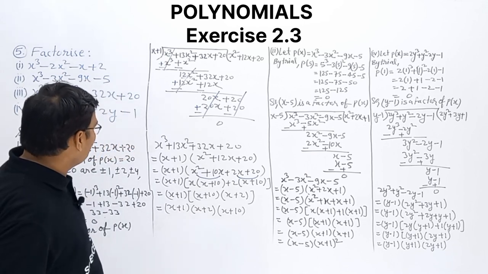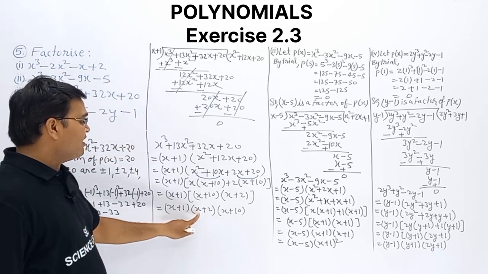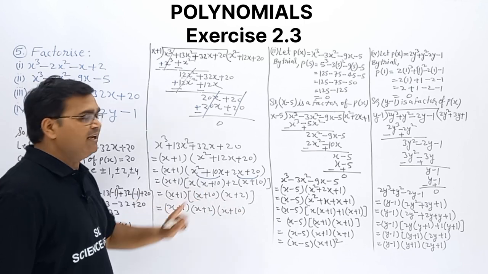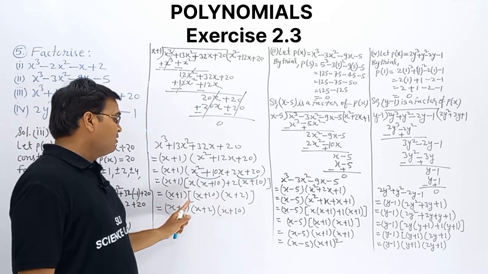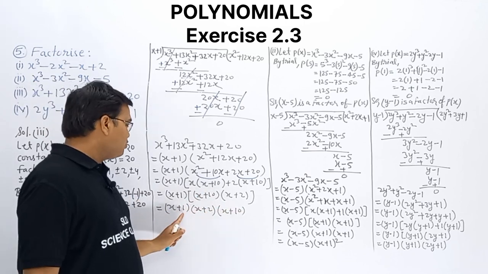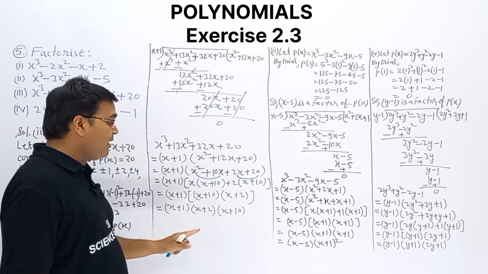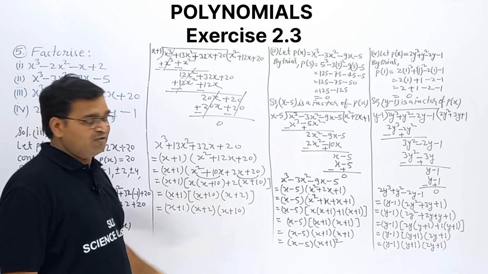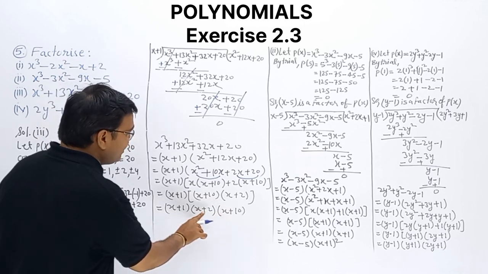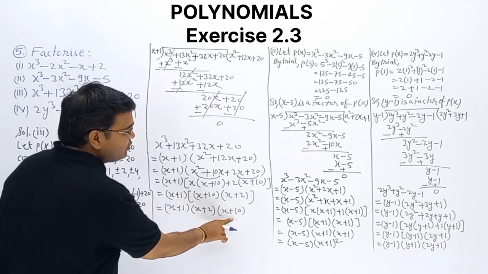After factorization, what are we getting? x plus 1, x plus 2, x plus 10. And the zero of each is what? x equal to minus 1, x equal to minus 2, and x equal to minus 10.